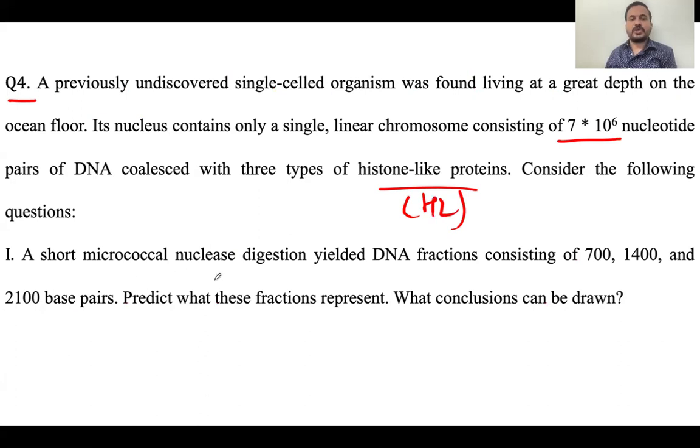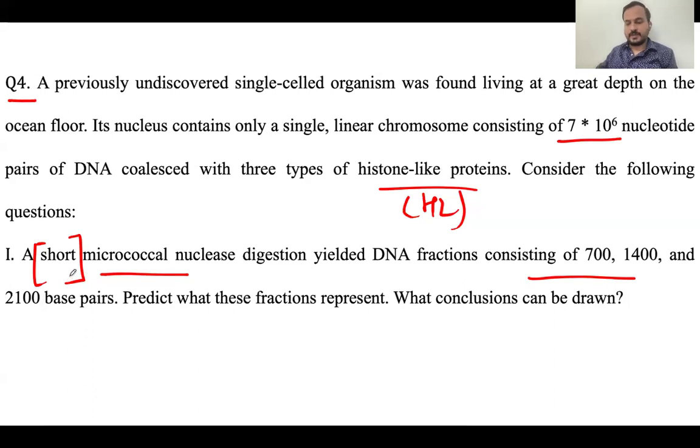A short micrococcal nuclease digestion yielded DNA fractions consisting of 700, 1400, and 2100 base pairs. Predict what these fractions represent and what conclusions can be drawn. We all know the famous experiment of micrococcal nuclease digestion. It's a nuclease which digests the phosphodiester bonds present between the adjacent nucleotides. Remember, the treatment given is for a short duration.